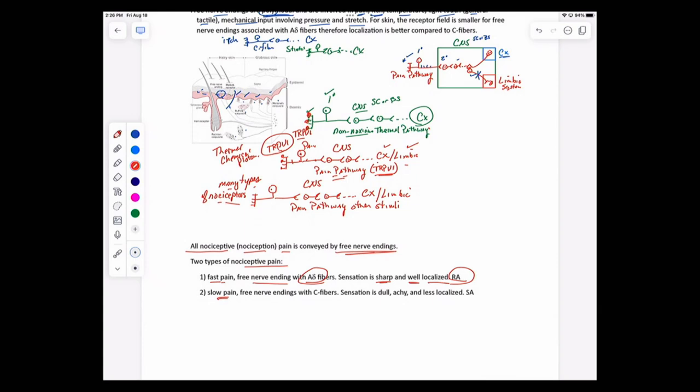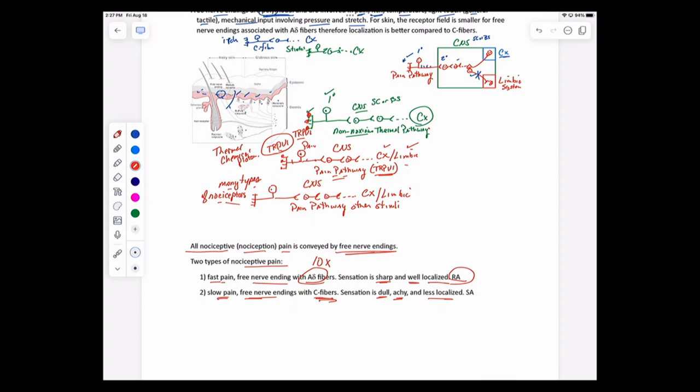And then you have slow pain, which is a function of free nerve endings associated with the C fibers. Now, the A delta fibers are about 10 times as fast as the C fibers. When you're experiencing slow pain through these C fibers, that sensation is painful, but it's a dull, achy, less localized type of pain. That dull, achy, less localized pain can be very, very severe, but it has a different quality than that sharp, well-localized pain.